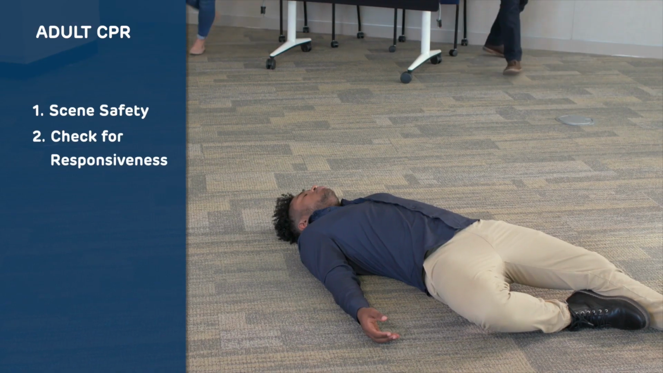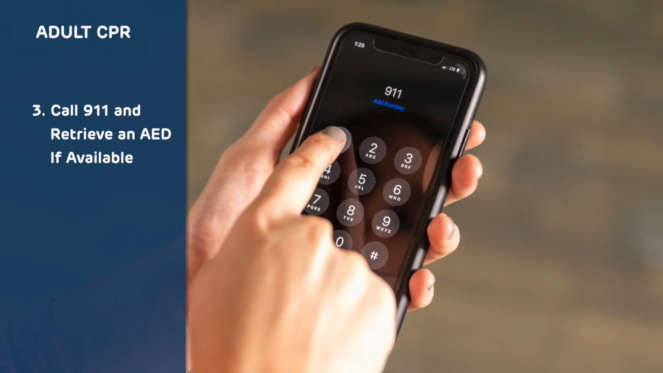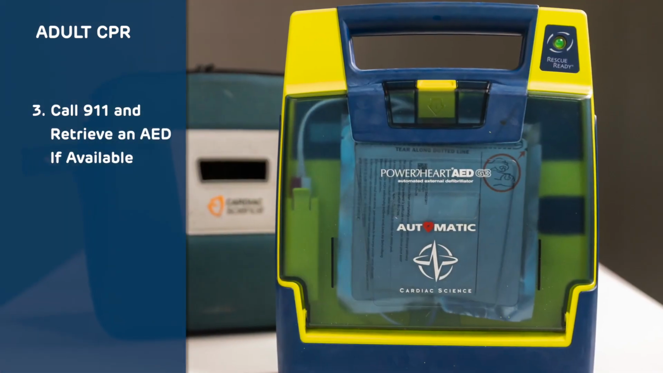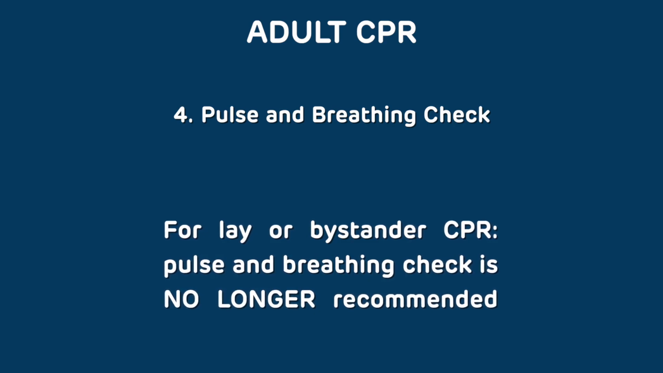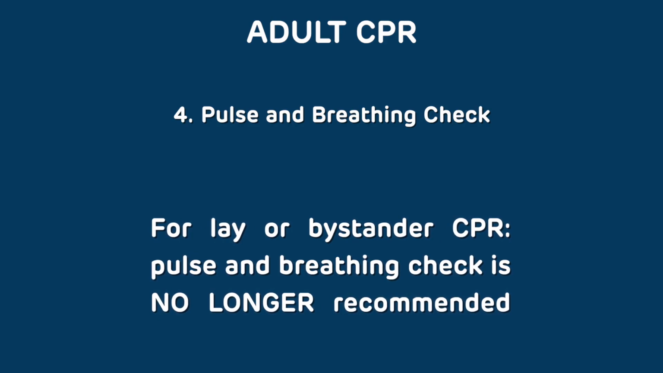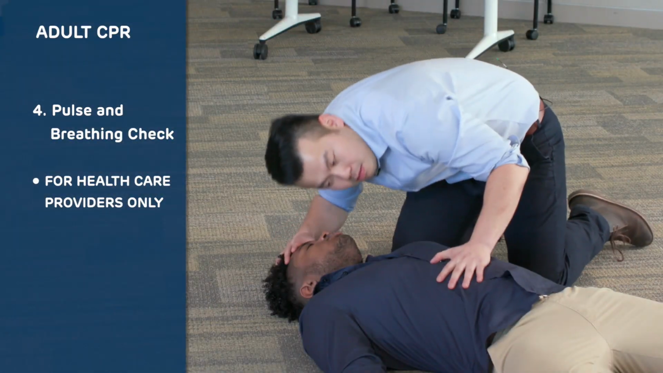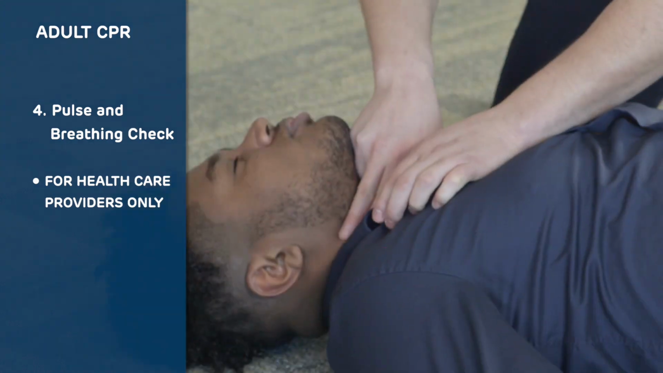Let's review the steps of adult CPR and AED use again. First, assess the scene and check for responsiveness. Next, call 911 and get an AED if available. Pulse and breathing check. For lay or bystander rescuers, pulse and breathing check is no longer recommended. For healthcare providers, check for breathing and if they have a pulse.